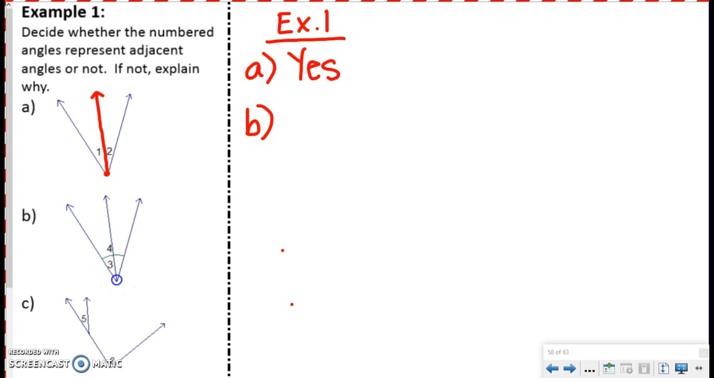Okay, so they share a vertex. They do share a side, only they share this side, because angle 3 is this and angle 4 is the whole thing.